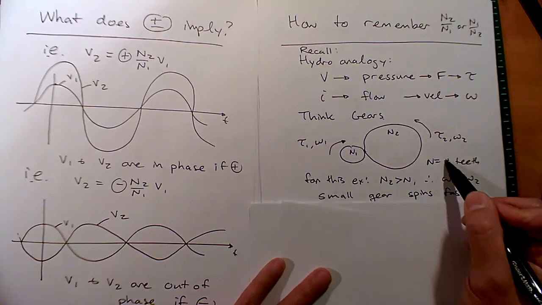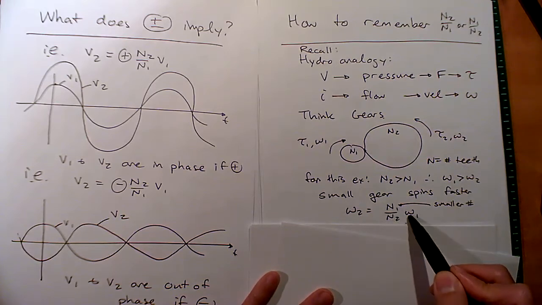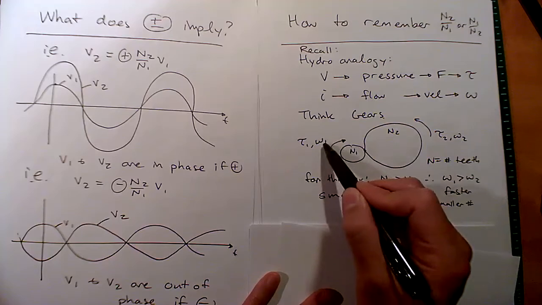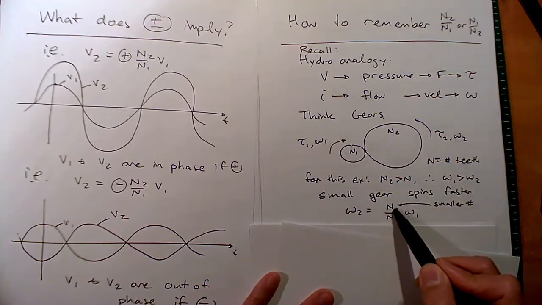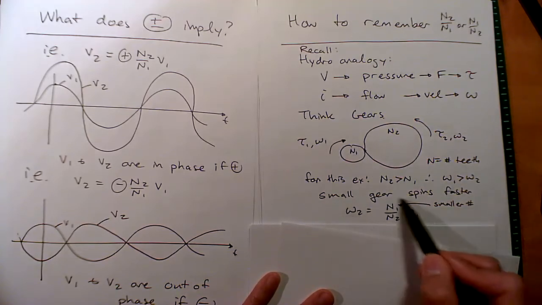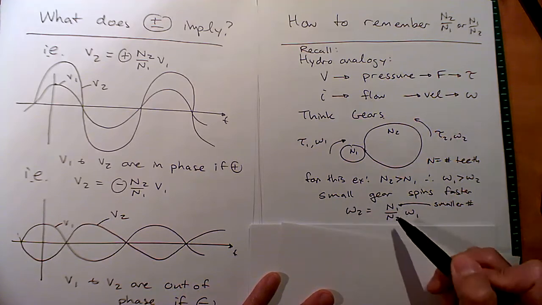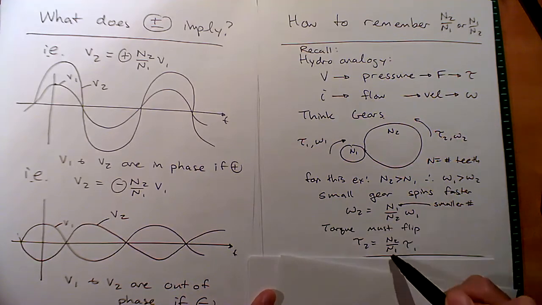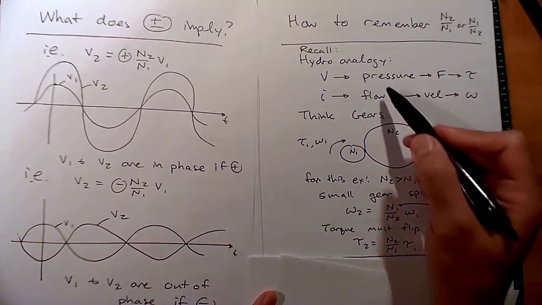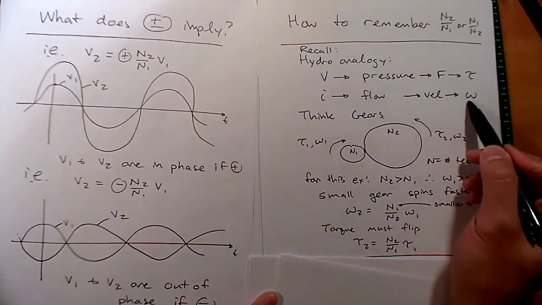So you could easily write this equation, omega 2 equals N1 over N2 omega 1, right? The omega 2 is definitely going to be the smaller one, so we're going to put the small N1 here. That would immediately help you write this relationship. And we all know that if you memorize one, you memorize the other, right? So the torque is just the inverse, N2 over N1.